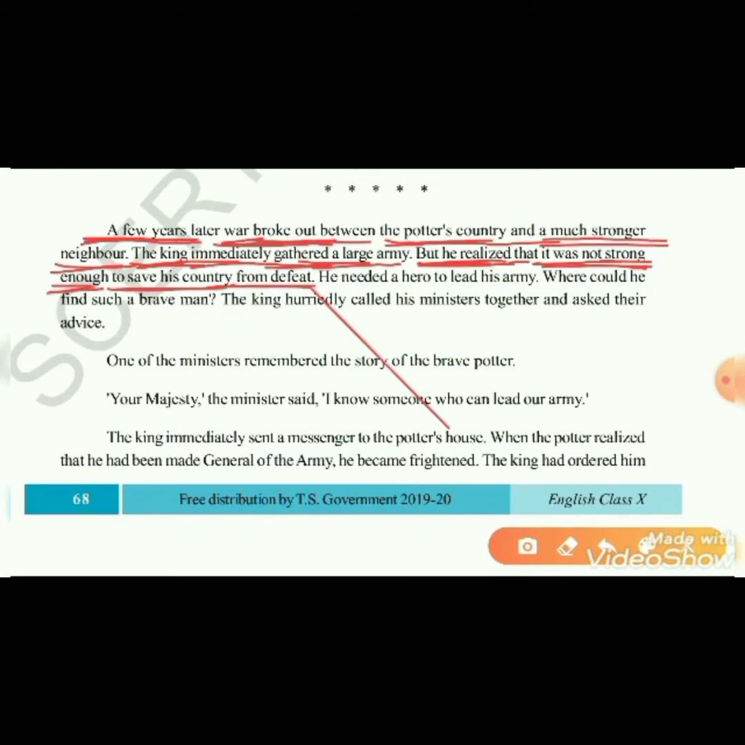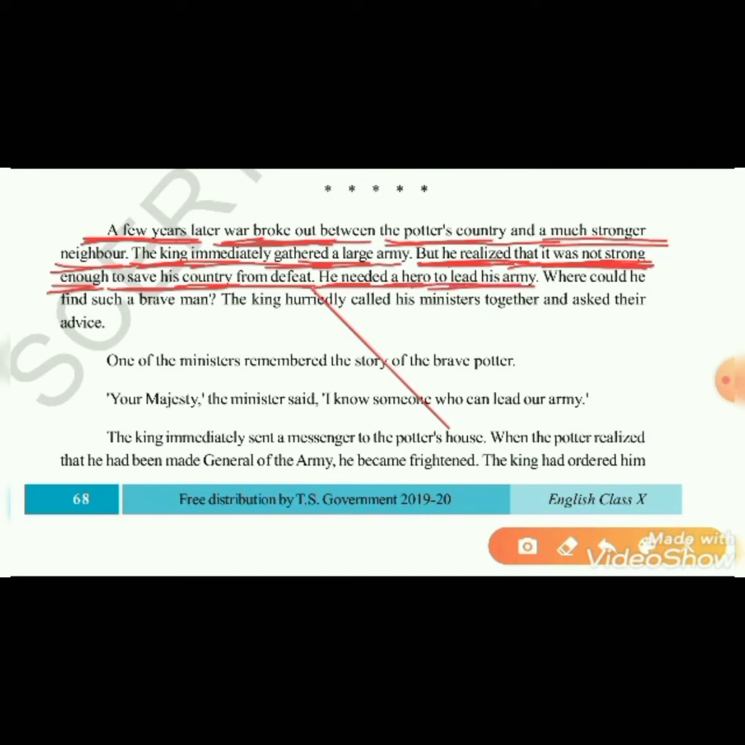The king hurriedly called his ministers together and asked their advice. So the king was in need of a powerful man, and immediately called all his ministers and said, please find out a powerful man. Give me your suggestions.